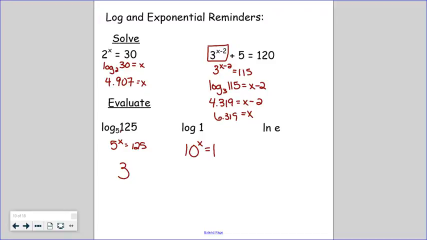Okay, well, what would I need to raise 10 to give me 1? 0. Anytime anything's going to equal 1, it got raised to the 0 power. The last one is a couple of reminders.